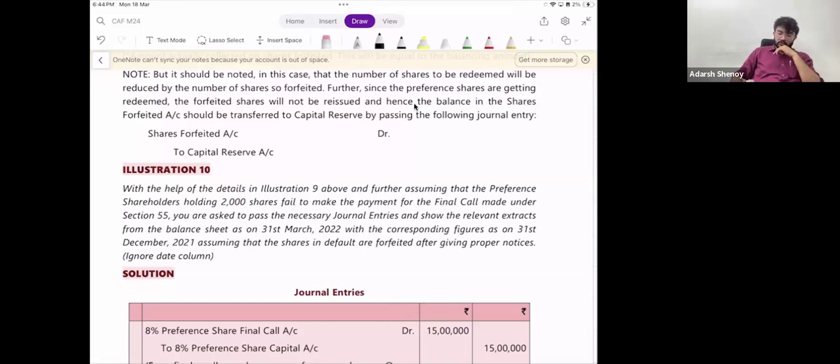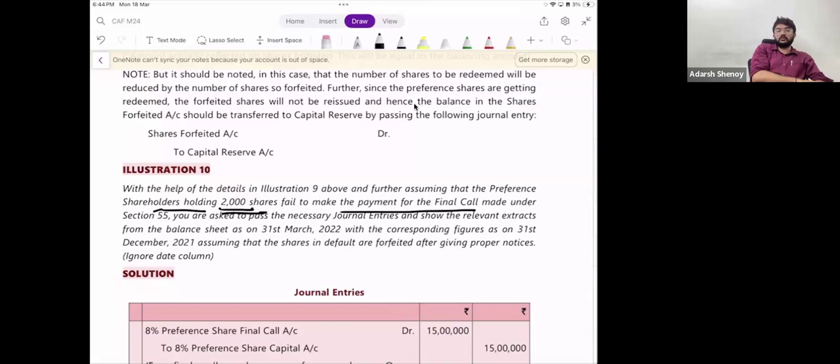We have to redeem fully paid shares. So to make them fully paid, I first made the final call and then I redeemed the shares. So now they're saying here, what if when you made the final call, shareholders holding 2,000 shares failed to make the payment for the final call? What happens then? You are asked to pass the necessary journal entries and show the relevant extracts from the balance sheet as of 31st March 22 with the corresponding figures as of 31st March 21. Assuming that the shares in default are forfeited after giving proper notices.